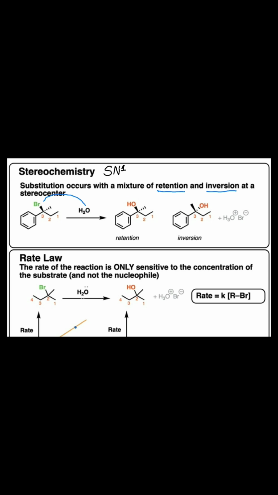Either from the side of the leaving group you will get retention, or if attacked from the back side of the leaving group you will get inversion. This means that if it is the S isomer, you can get the S isomer as a product or the R isomer as a product. So here retention and inversion both occur during this reaction.